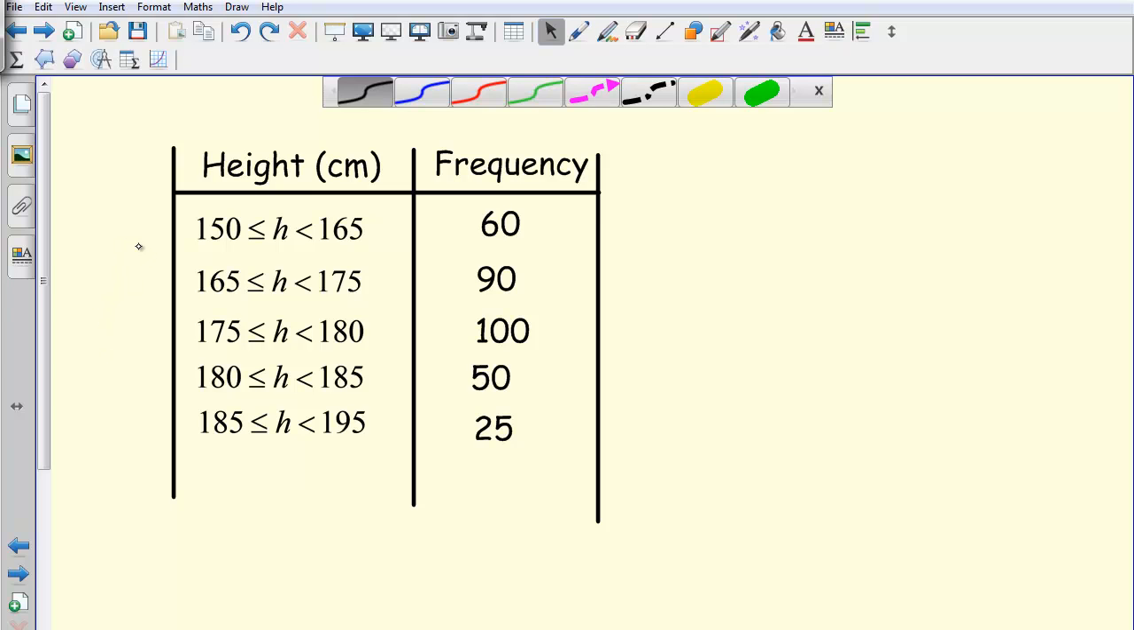A histogram looks a lot like a bar chart, except it's not just the height of the bar that's important, it's going to be the width as well. So the total area is what we need to think about.